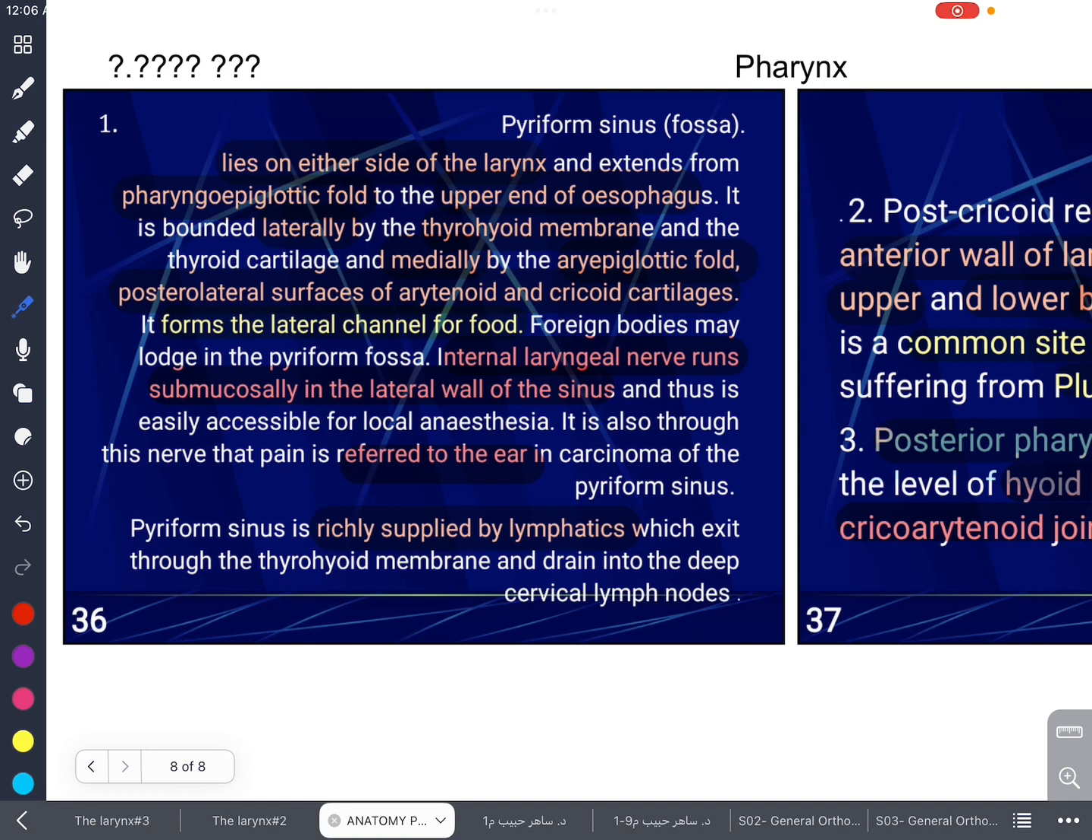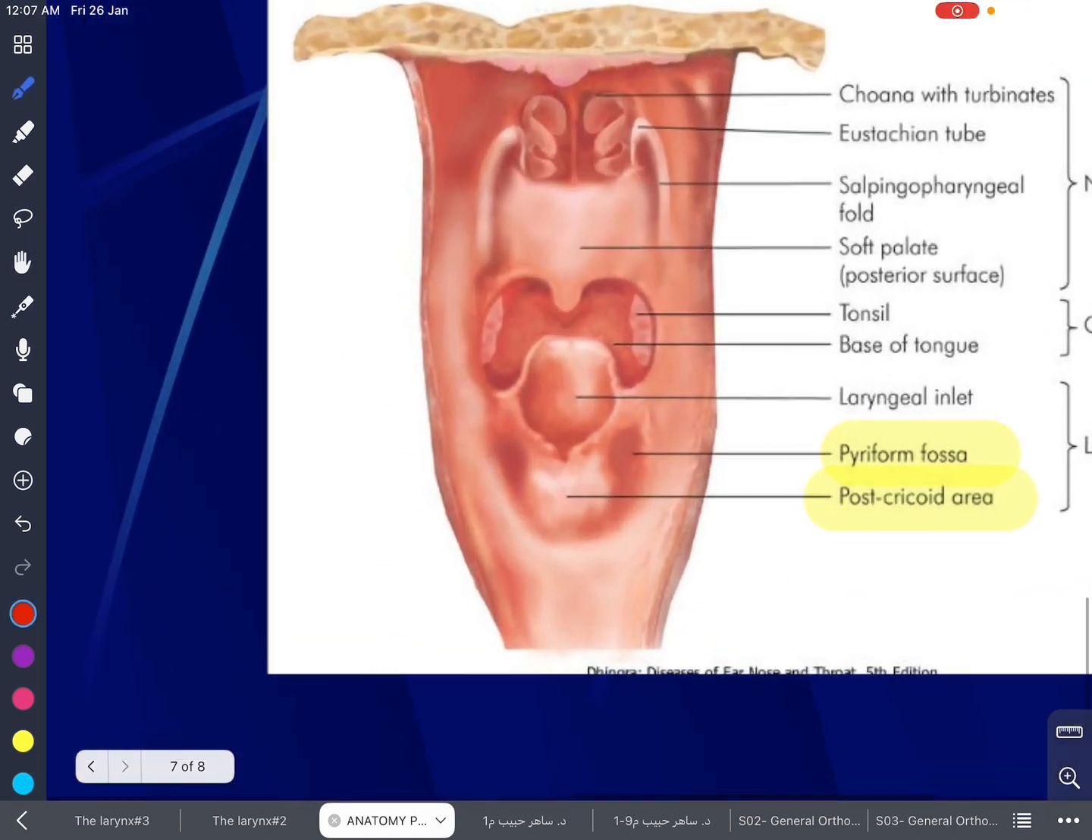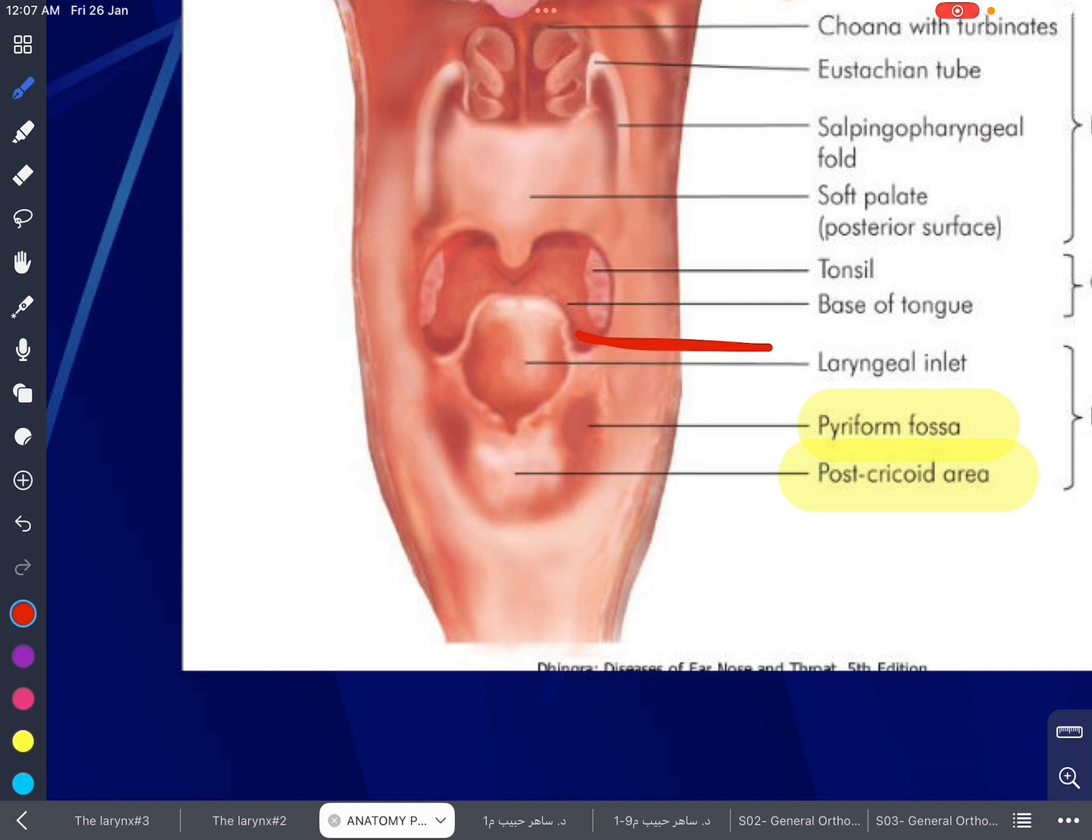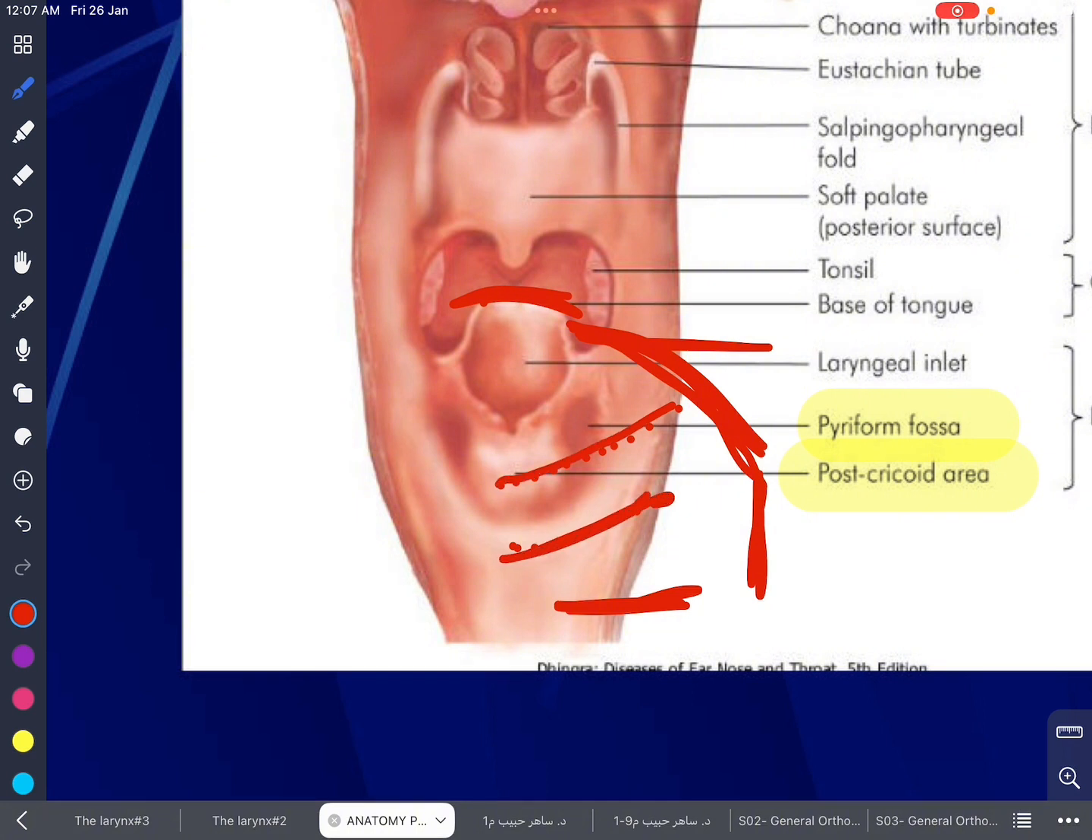Laterally, it is bounded by the thyroid membrane and thyroid cartilage, and medially by the aryepiglottic fold and the posterior lateral surface of the arytenoid and cricoid cartilage. So from above we have the pharyngoepiglottic fold from the pharynx to the epiglottis, and below we have the esophagus, and laterally we have the cricoid cartilage, thyroid cartilage and thyroid membrane.